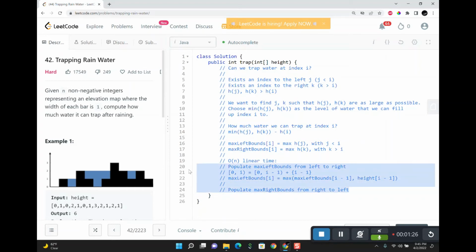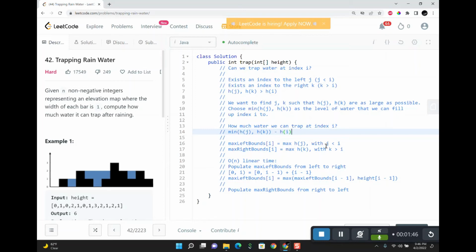So once we've populated these data structures, all we need to do is iterate through each index, find this quantity by looking at these two data structures and then subtracting the height at I, and then we add it to our final result, again, if it's positive. So now that we have our algorithm done, let's get down to the coding.